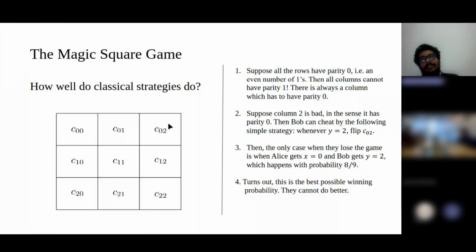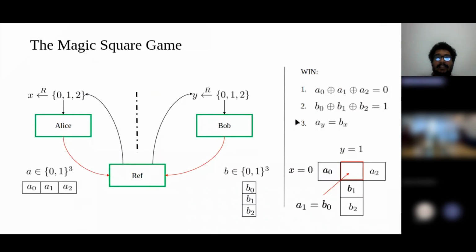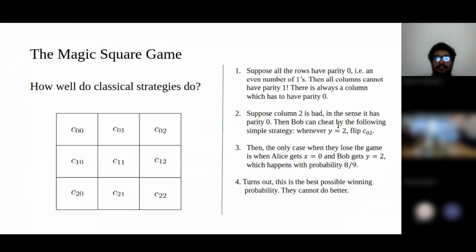But this has a problem. The problem is that there is a case when C02 is the common bit. That case is when x equals 0 and y equals 2. In that case, Alice will output C02 as it is in the table, and Alice, remember, does not know what Bob's input is. But Bob will be outputting the flipped version of C02, that is C02 complement. So in that case, their answers will not match. That is, condition 3 will not be satisfied.